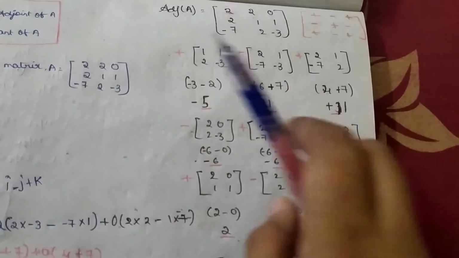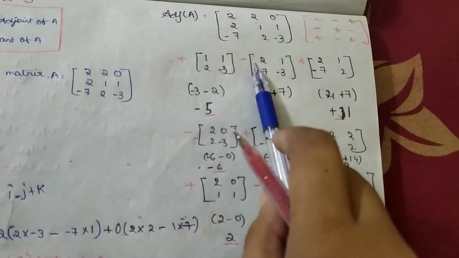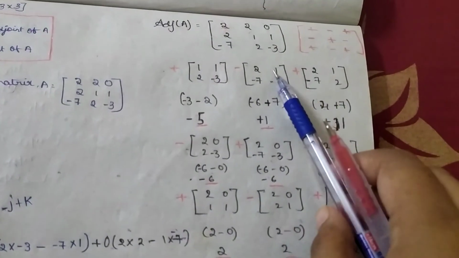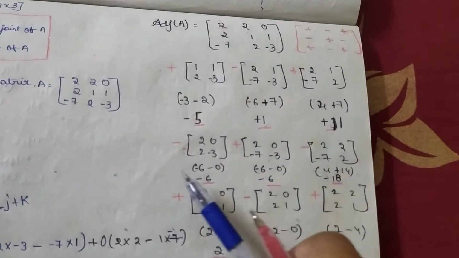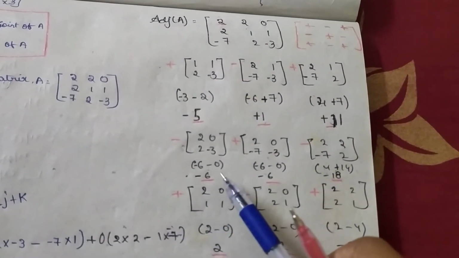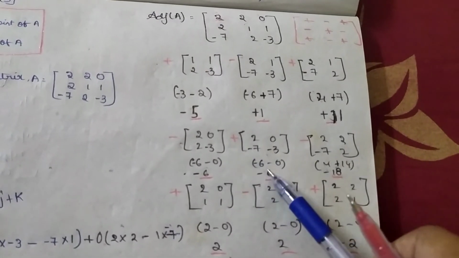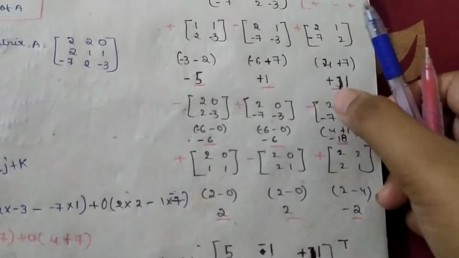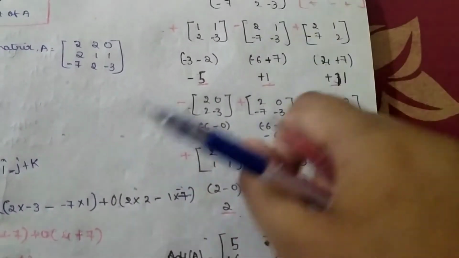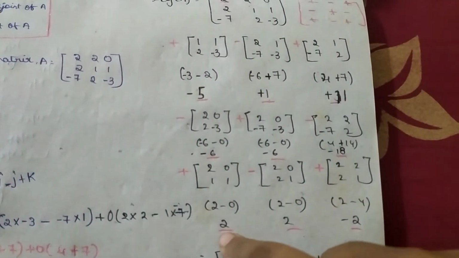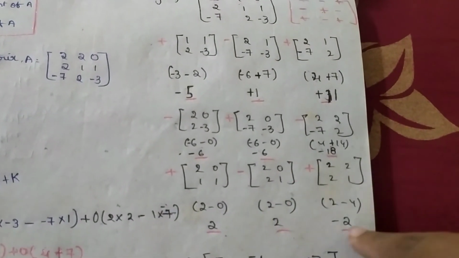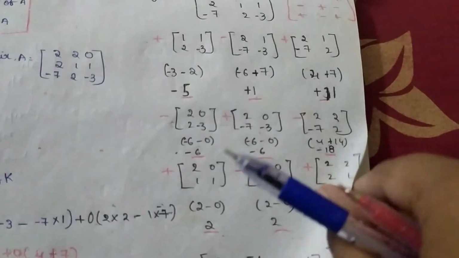So minus into plus is minus 5. Minus into plus 1 is minus 1. And plus into plus 1 is plus 1 only. Minus into minus 6 is plus 6. Minus into plus 6 is minus 6. I'll show those values in the next page. That minus into minus 18 is plus 18. Plus into 2 is plus 2. Minus into plus 2 is minus 2. Plus into minus 2 is minus 2.